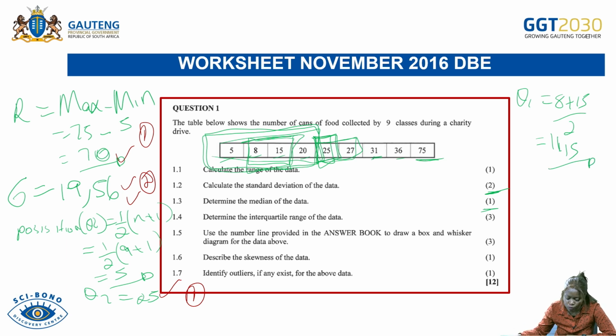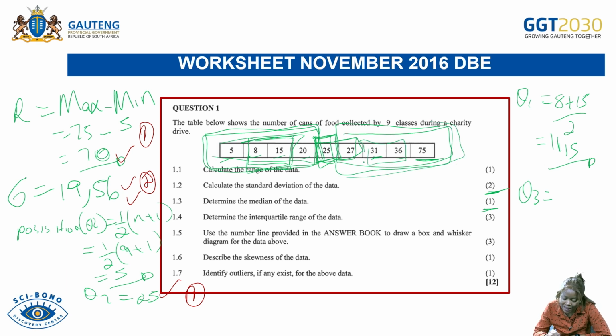And then you move to your upper quartile range, which is Q3. Q3, it is going to be given, we're looking at the upper half of your data set. It's going to be 31 and 36, right? So it's going to be 31 plus 36. You divide it by 2. It's 31 plus 36. You divide it by 2. You'll get 33,5.